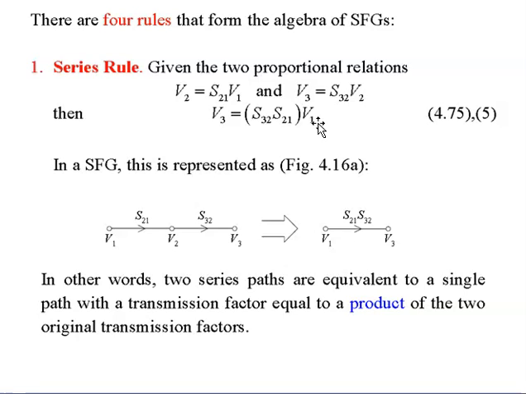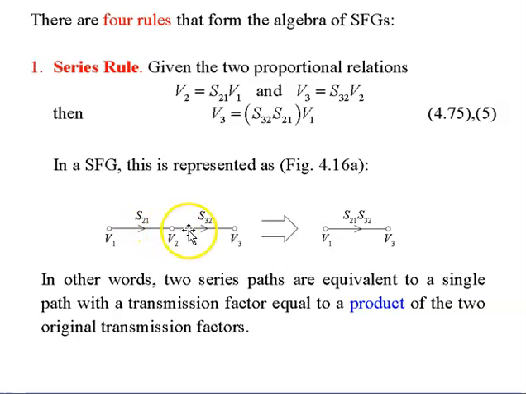How do you represent this relation with SFG? The first one, V3 is equal to S32 V2, is represented here. V3 is equal to S32 V2. And then you have V2 is equal to S21 V1. That's why you have V2 is equal to S21 V1.